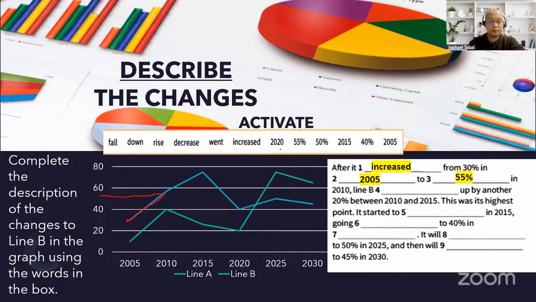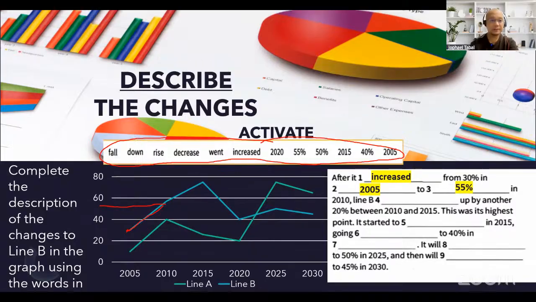So I want you to check the graph here, and I want you to use the words in the box to fill in the gaps, numbers 1 to 9. So let's do this in 2 minutes, all right?